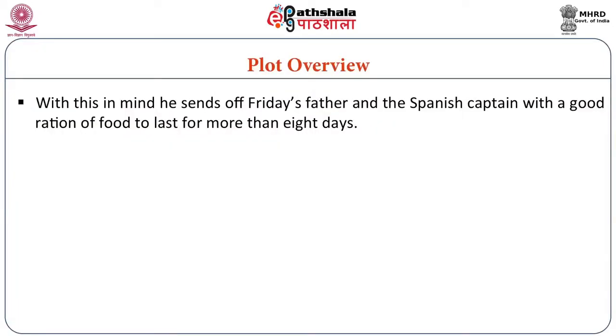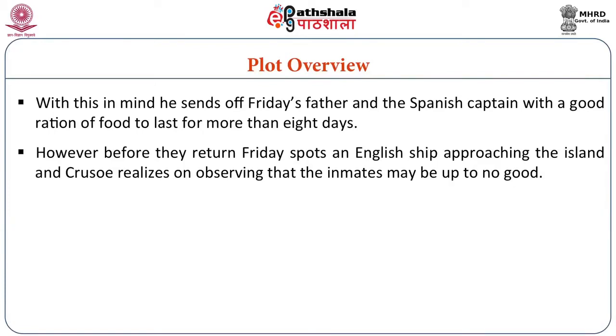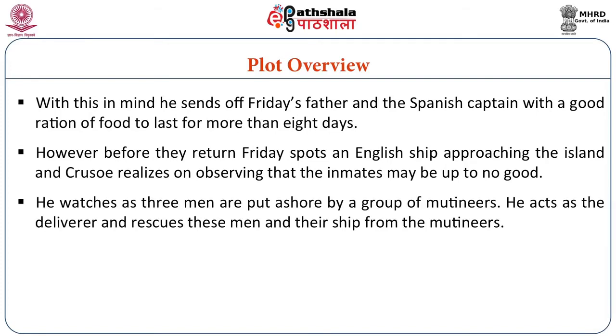Now, finally, then you have Crusoe, who sends off Friday's father and the Spaniard and says, get the other Spaniards as well. But before they return, Friday spots an English ship. So when he sees this English ship, Crusoe then realizes that there is a mutiny on board and 3 men are sent to shore. So the 3 men are rescued then by Crusoe, and he eventually rescues the ship itself from the mutineers. Now, this again helps him to be in a position of power.